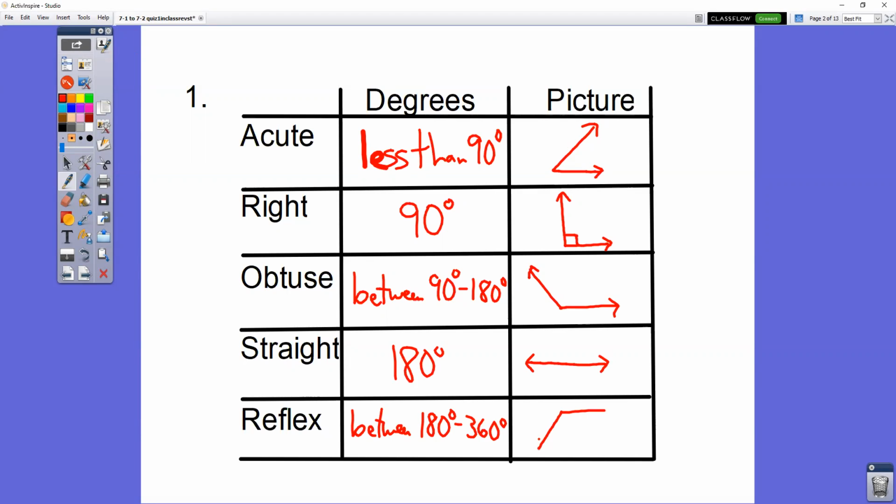Reflex angles measure around the outside part of the angle. So if we had an angle like this, we're going to measure around the outside of it. So it goes past the straight angle and looks like that. Again, your first 6 questions on your quiz will look like this. 3 of them, you'll have to identify the type of angle by the picture. 3 of them, you'll have to identify the angle by the number of degrees.